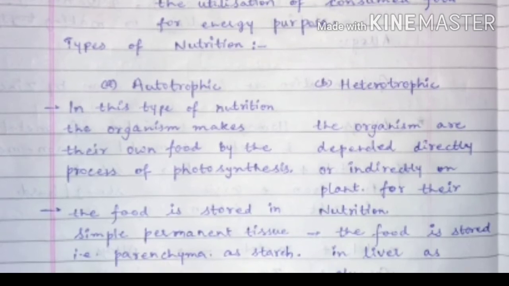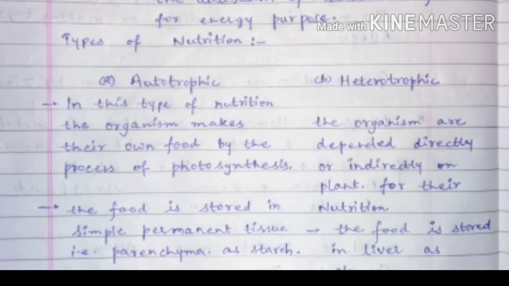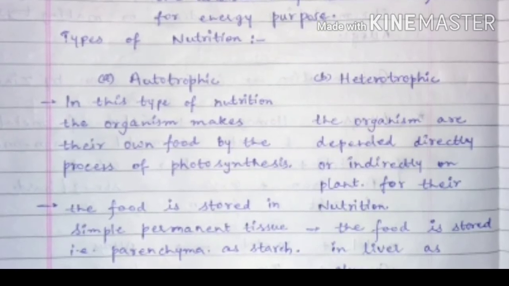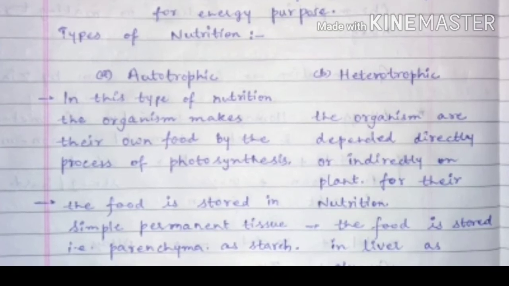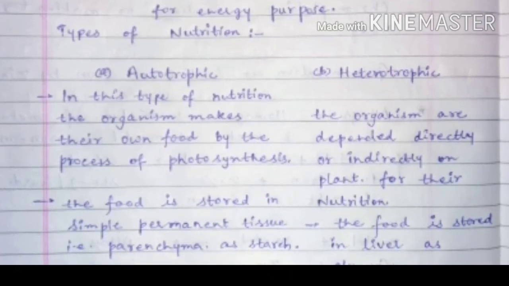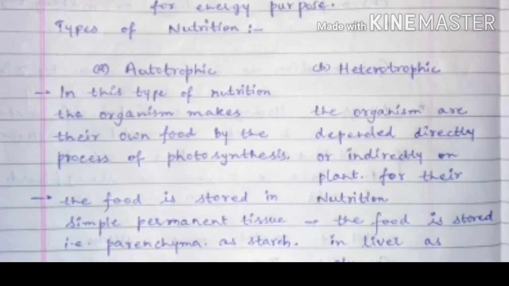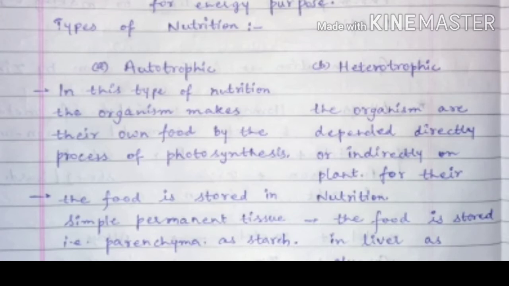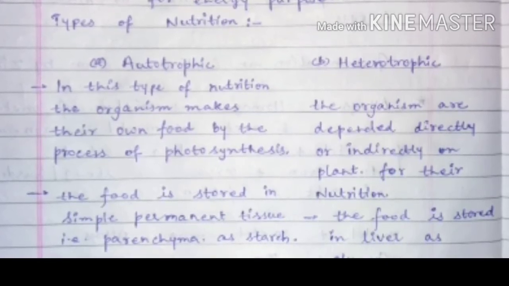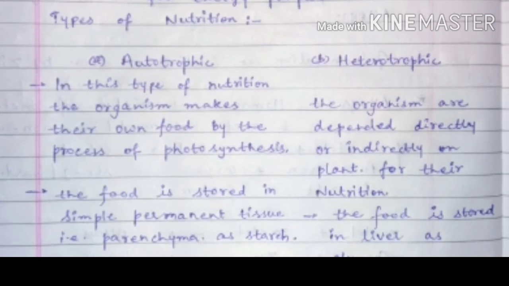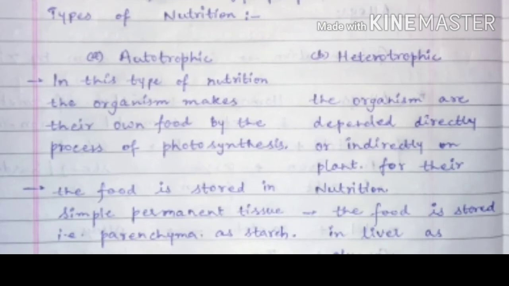So what is autotrophic nutrition? Autotrophic nutrition is the nutrition in which the organism makes its own food through the process of photosynthesis, and after the formation of the food, this food is stored in the simple permanent tissue, that is parenchyma, in the form of starch. So most of this autotrophic nutrition takes place inside the plant and blue green algae.